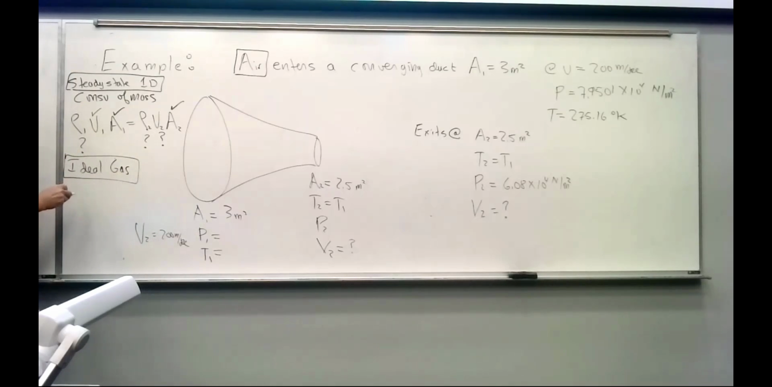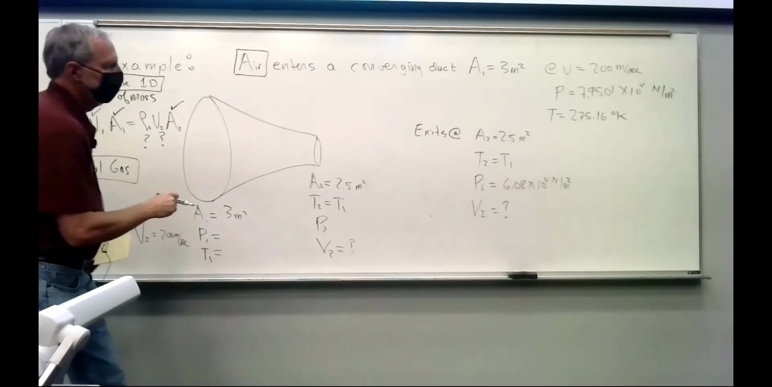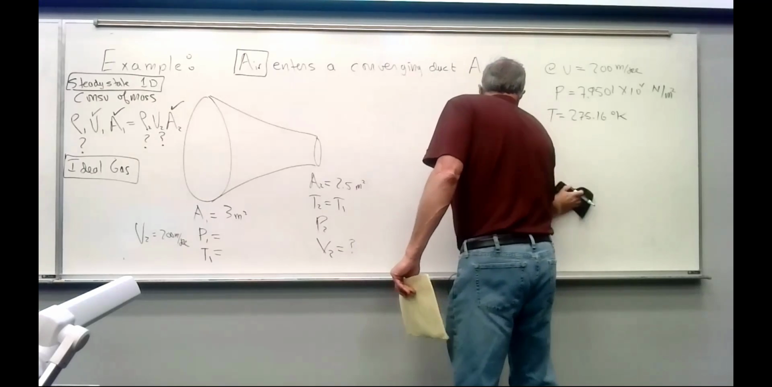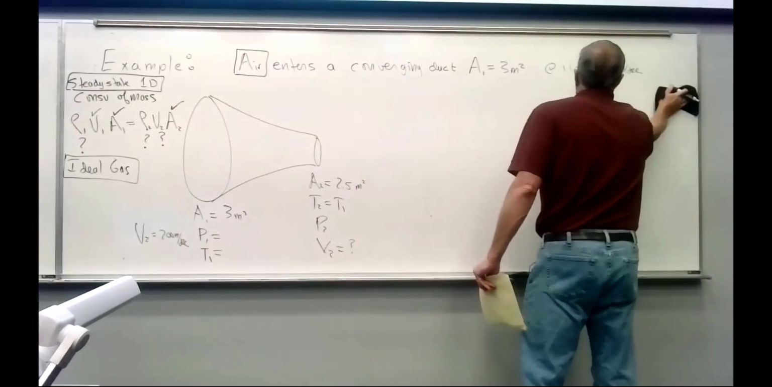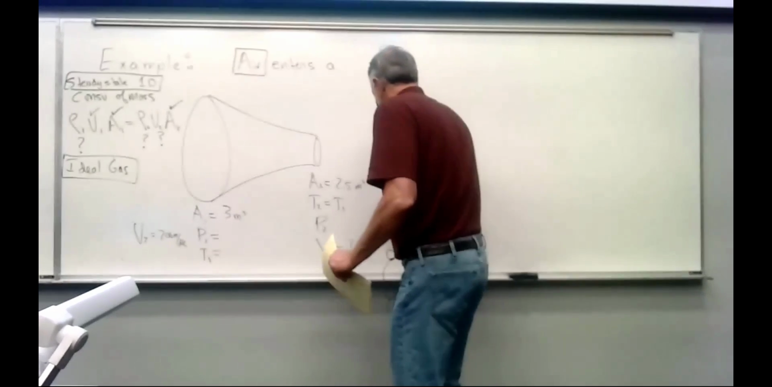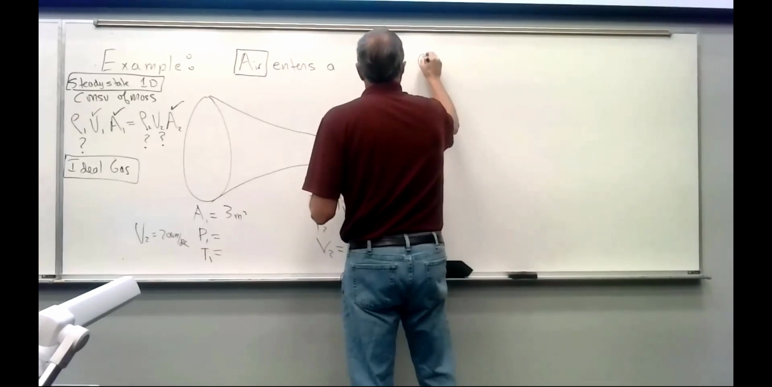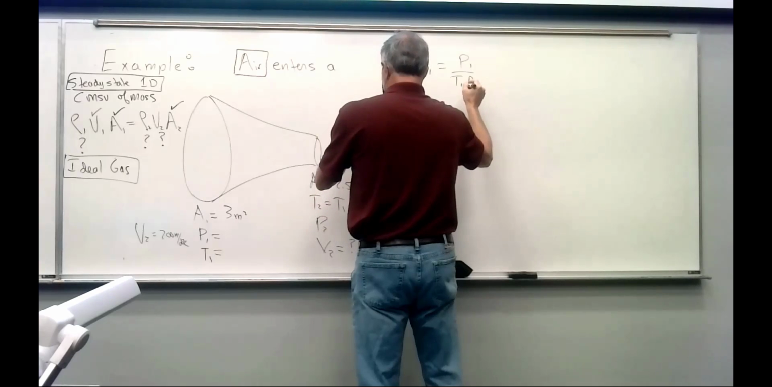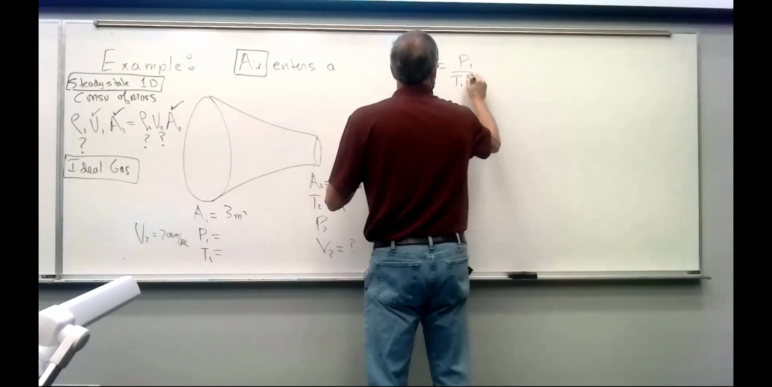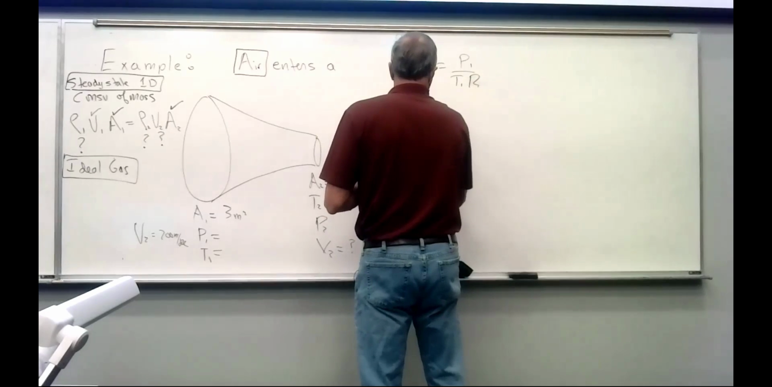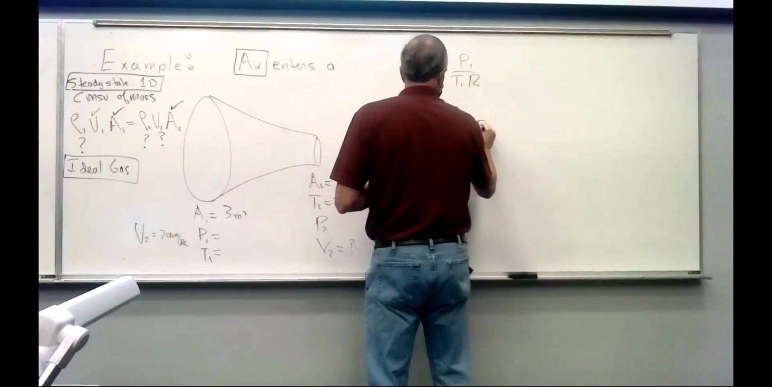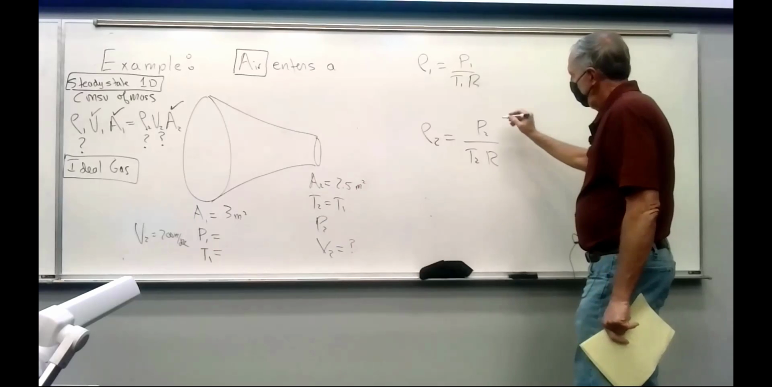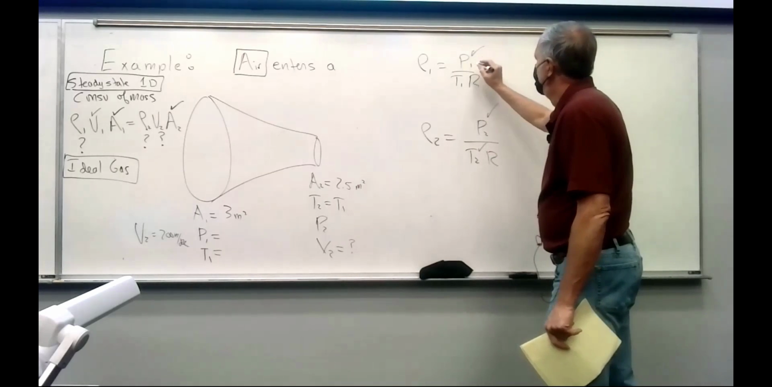And then we can say, I need some room, so we go over here. We'll have to remember these numbers. We can say rho 1 is P1 over T1 times R. Forgot my R. And rho 2 is P2 over T2 times R. And we know that, we know that, we know that, we know that.